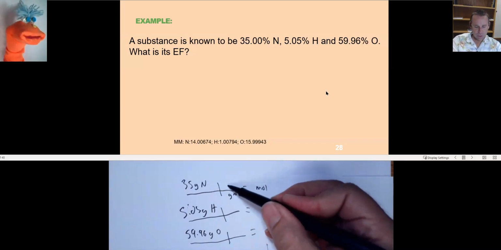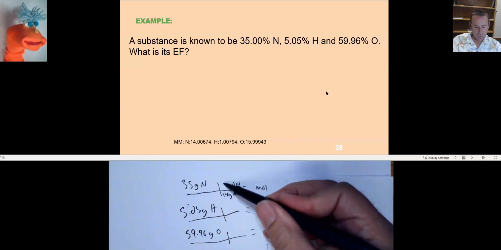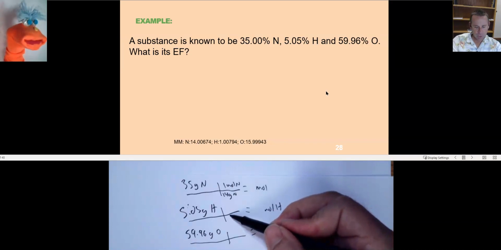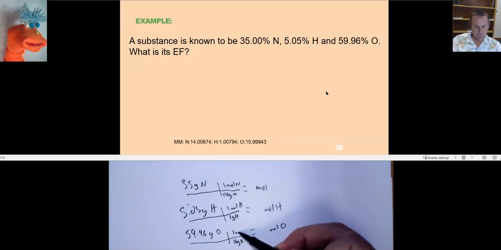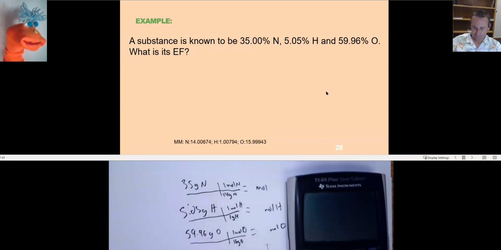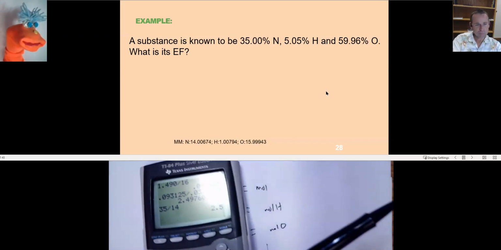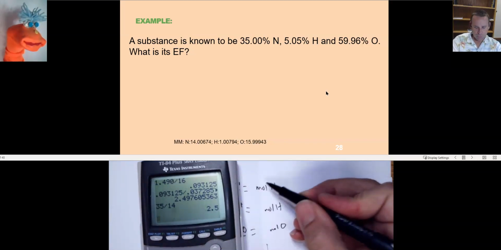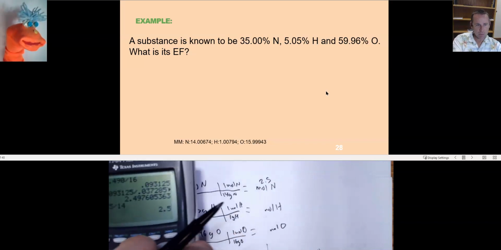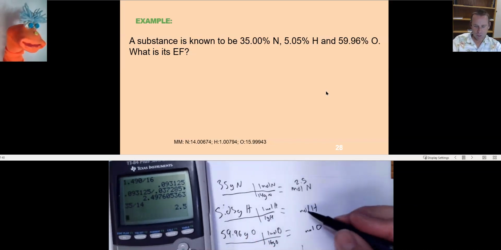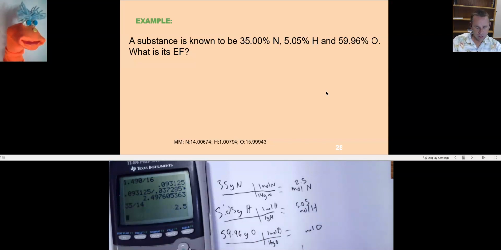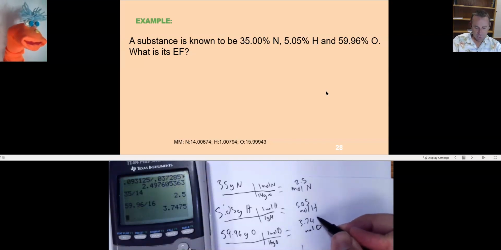Grams of nitrogen can go to moles of nitrogen. That's 14. 14 grams for every mole. This is 1, right? Yeah, 1 gram for every mole. 1 gram of hydrogen for every 1 mole of hydrogen. And then that's 16. 16 grams of oxygen for 1 mole of oxygen. Okay? So then I can go 35 divided by 14, 2.5. And then this one here is 5.05 divided by 1, which is just 5.05. And this one here is 59.96 divided by 16. That's 3.75.